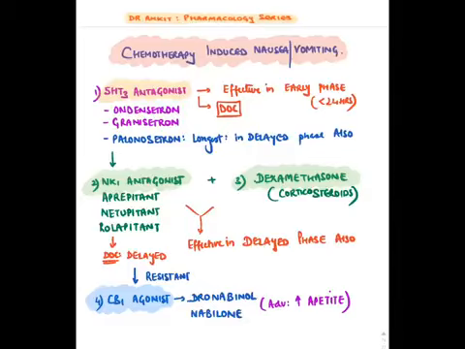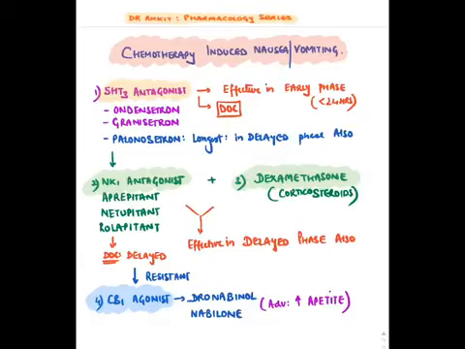They block serotonin 3 receptors in the CTZ area. They are effective only in the early phase, where the vomiting lasts within 24 hours. The drugs are ondansetron and granisetron. But remember, palonosetron is the longest acting drug. It is also effective in the delayed phase, the vomiting which lasts for more than 24 hours.